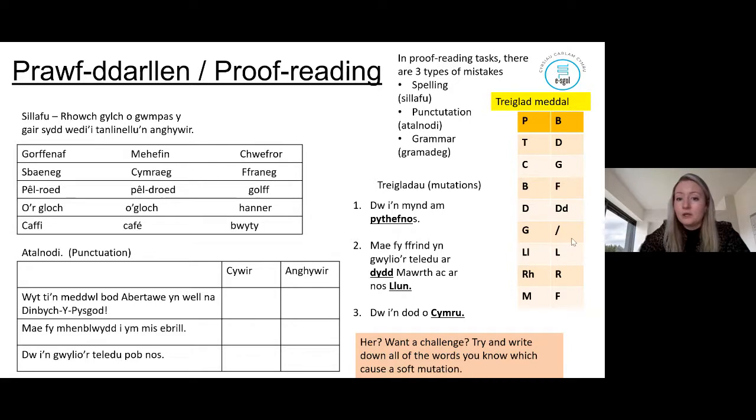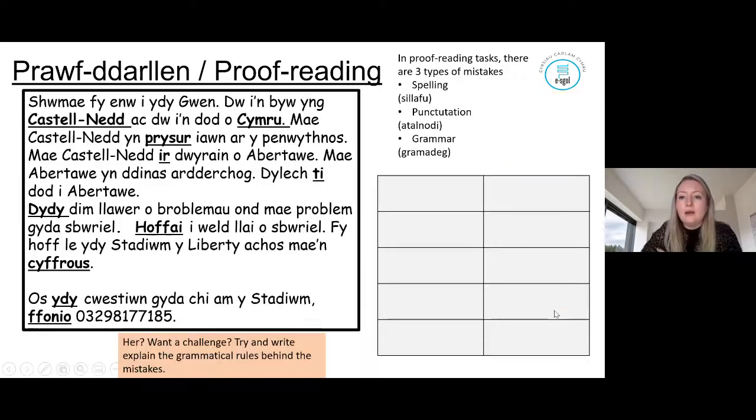Capital G still though, because it's a place, okay? So Diane, some really good work there, ardderchog. So what I'd like you to do now then is I'm going to try and put this into practice.